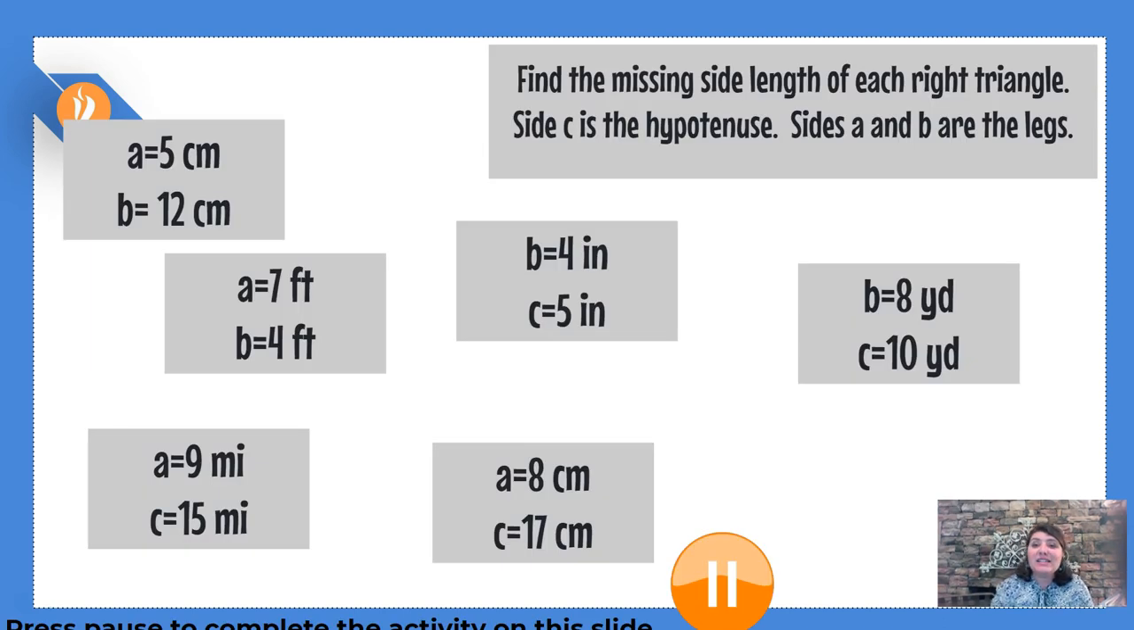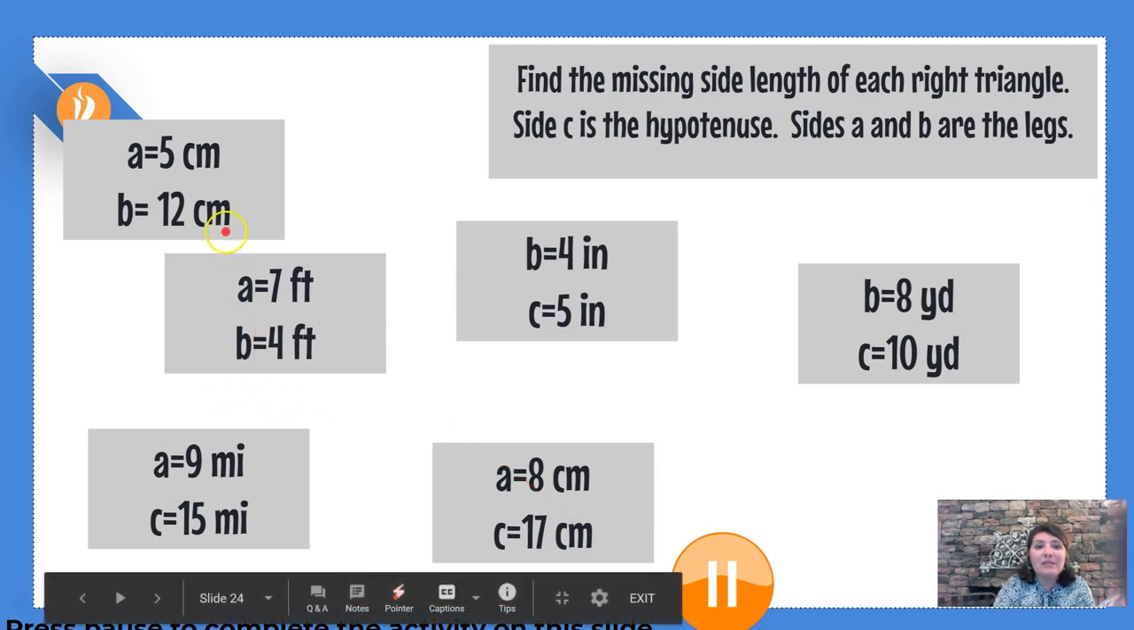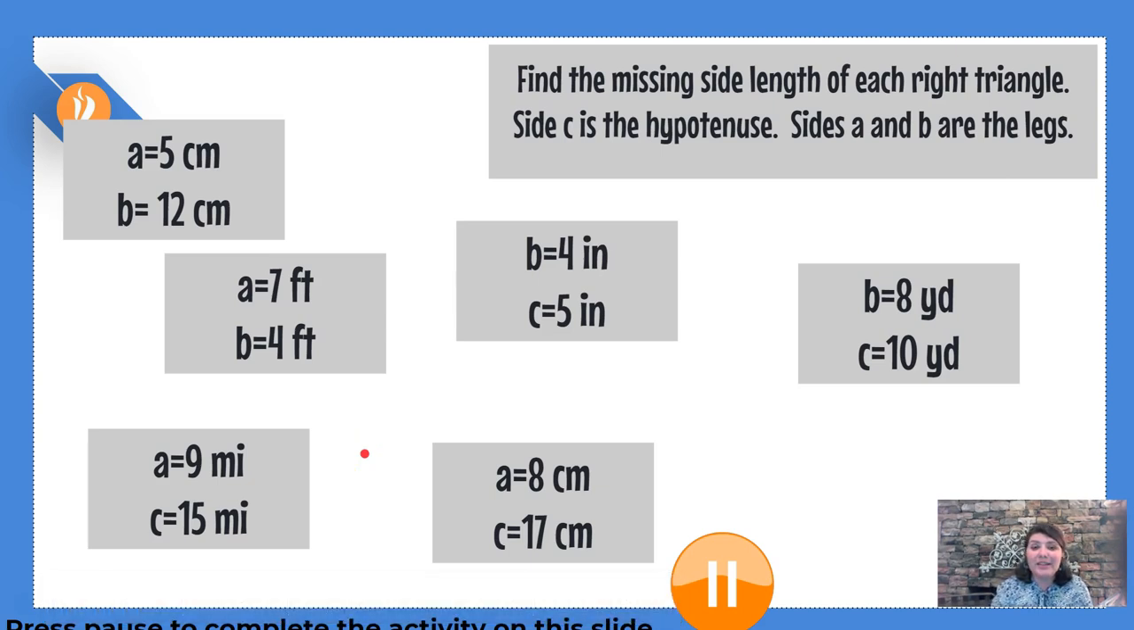All right, so you're going to find the missing side length of each right triangle. Side C is the hypotenuse. Sides A and B are the legs. I want you to remember that as you're plugging them in. So look, A and B, we're going to solve for C here. But down here, we're going to have to do some subtracting and solve for B. So pause me, work these problems out, and then come back and we'll check your work.